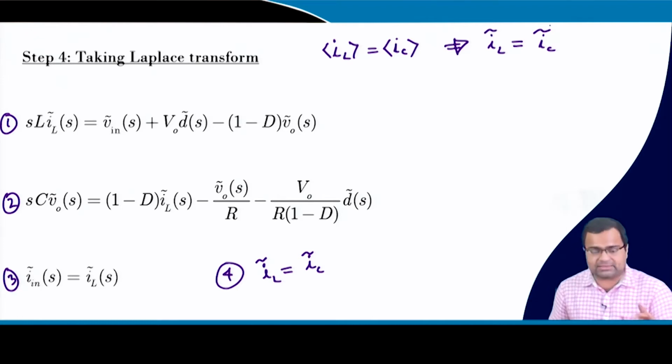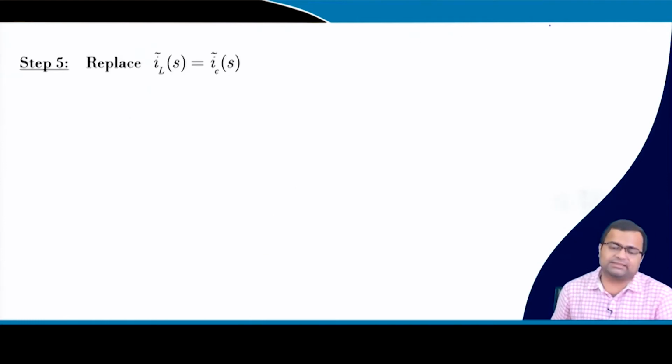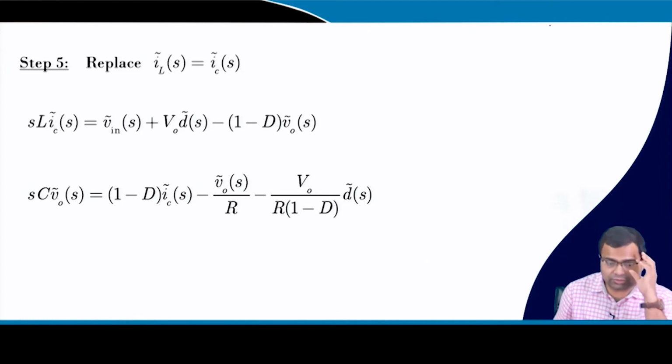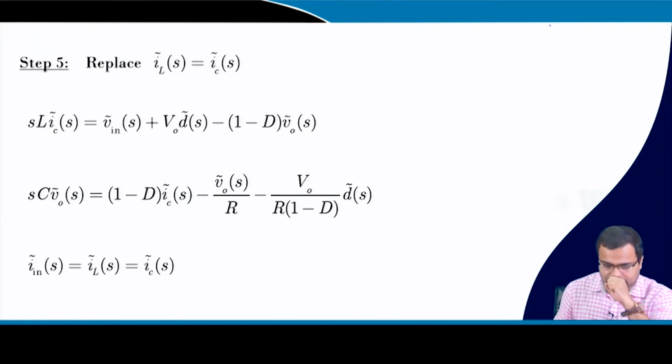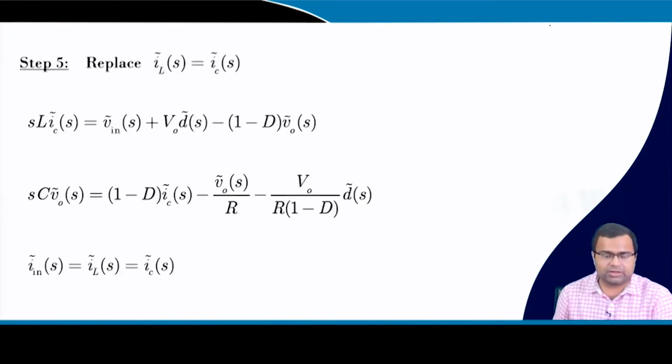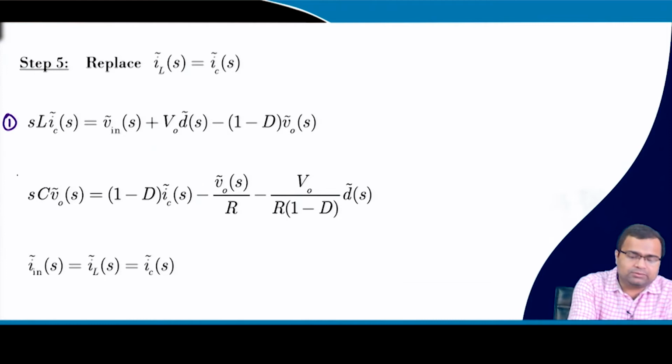Next, we have to replace all this I_L by I_C, because we have considered this, right. So, it looks like the inductor current is replaced by a control current, and you will see the inductor will virtually become a control current source. Okay. So, if you replace I_L bar in this equation, so the input current, then we can obtain d hat from the current dynamics.